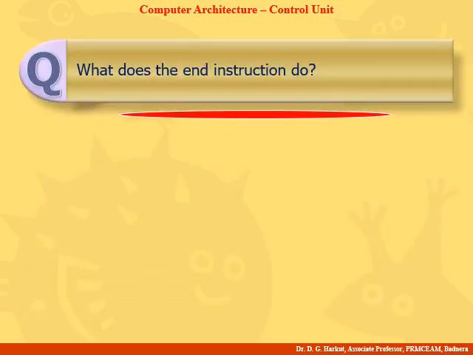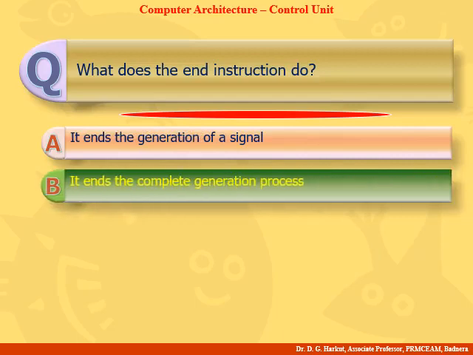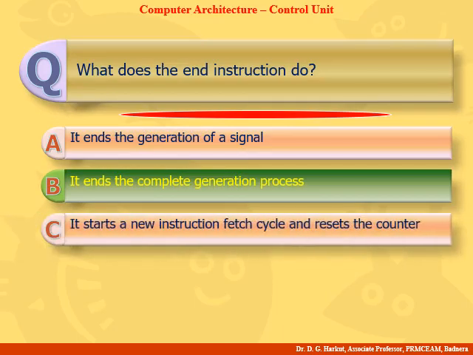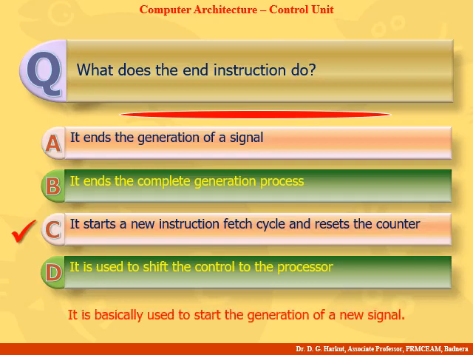Next question. What does the END instruction do? Option A, it ends the generation of a signal. Option B, it ends the complete generation process. Option C, it starts a new instruction fetch cycle and resets the counter. Option D, it is used to shift the control of the processor. The right answer is it starts a new instruction fetch cycle and resets the counter. It is basically used to start the generation of new signal.